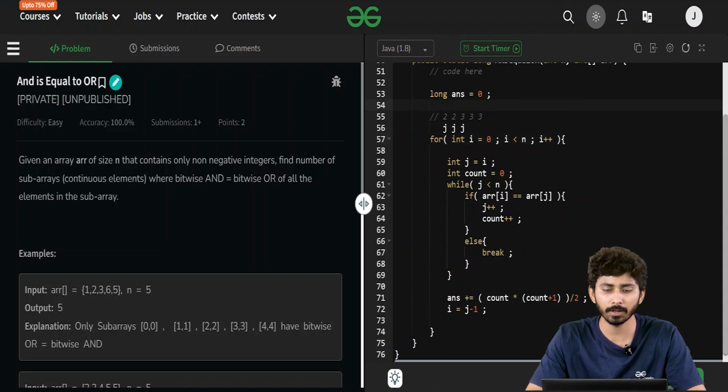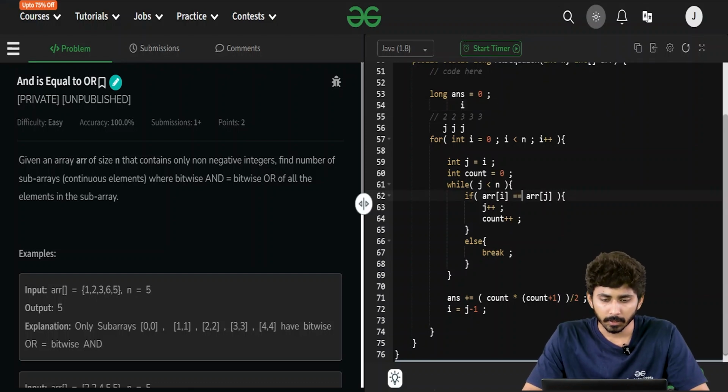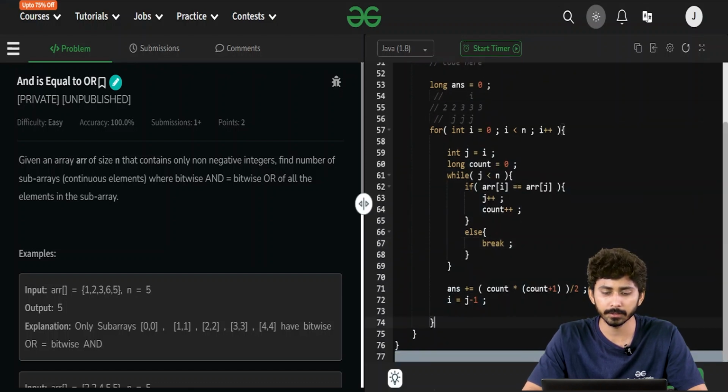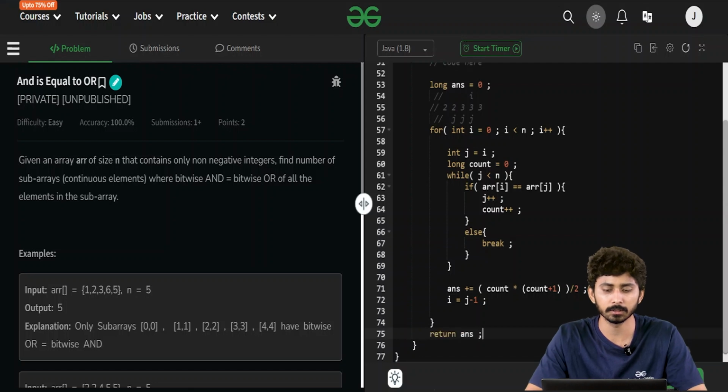So what I'm doing now, this line number 72 will update the value of i over here. It will bring i somewhere over here, and this for loop's i plus plus will take place, and so i will be over here afterwards. One more thing: we have used count as an integer, so here also we need it to be long, because it will be out of range when you do the multiplication. And at the end, after the iteration, you just need to return the value of the answer variable.